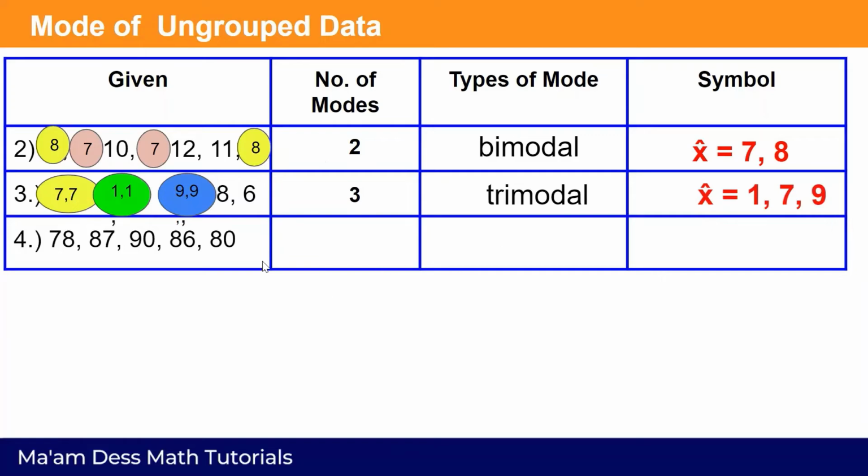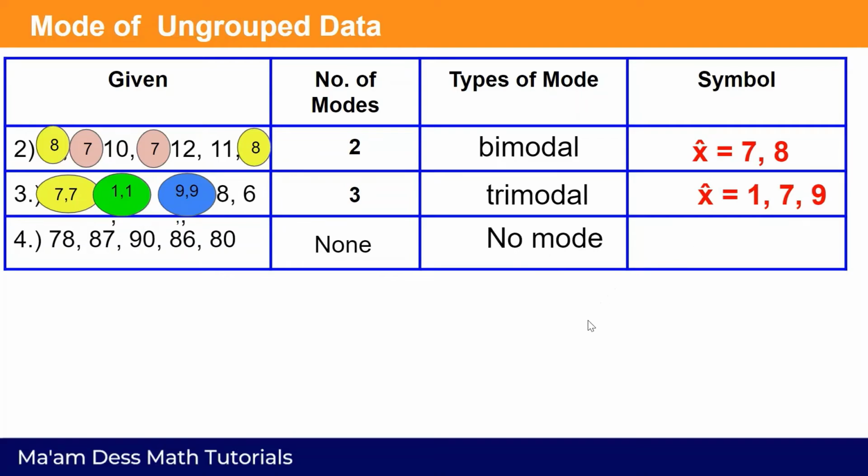Right? Now next, for number 4: 78, 87, 90, 86, and 80. How many modes? Meron po ba tayong nakita na may magkakaparehong number? So I think it's none. So none, and then types of mode, syempre no mode, and then wala din po siya dito sa symbol.